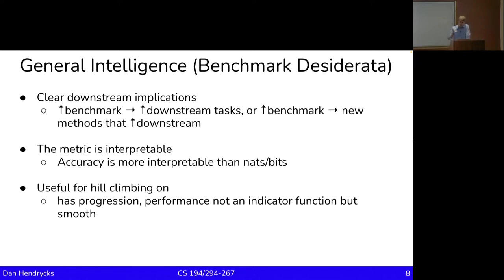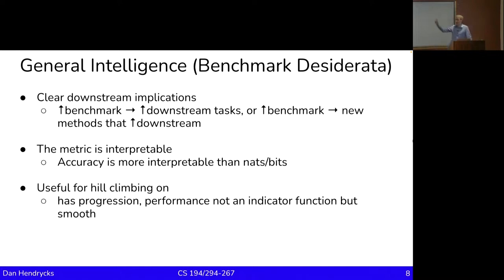This shouldn't have sudden jumps. It needs to be nice and continuous. It needs to have progression. So it can't be an indicator function. It needs to be smooth. And what this means is it often needs to be a composition of a lot of different subtasks that you're measuring, and its competence on lots of different subtasks, so that it'd be the sum of multiple different sigmoids.